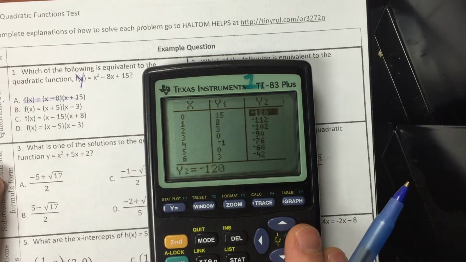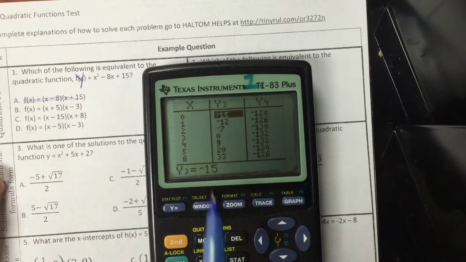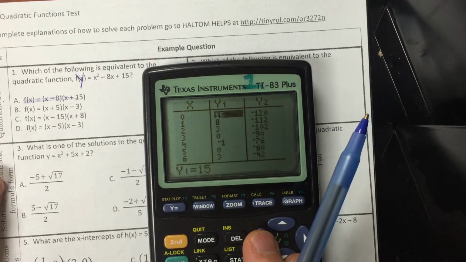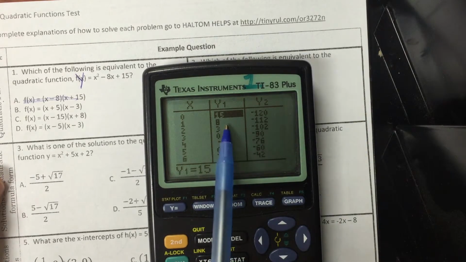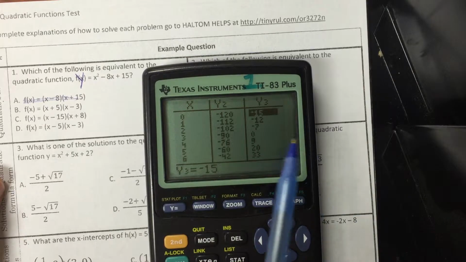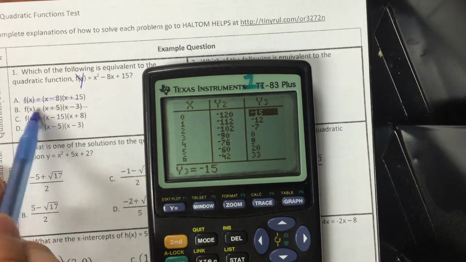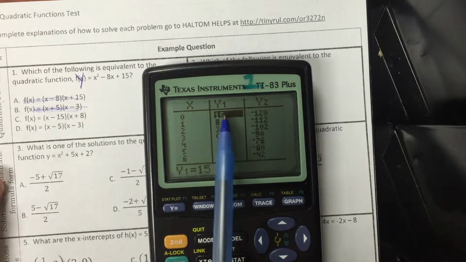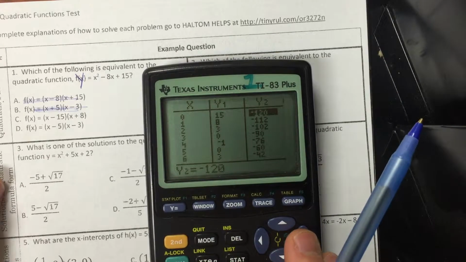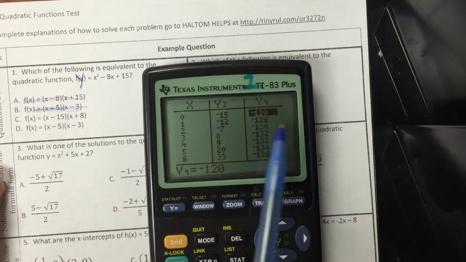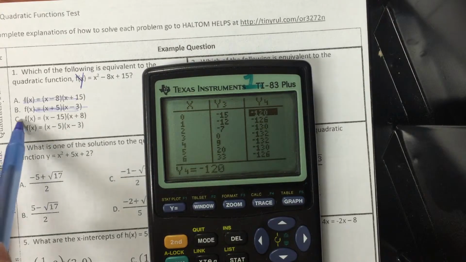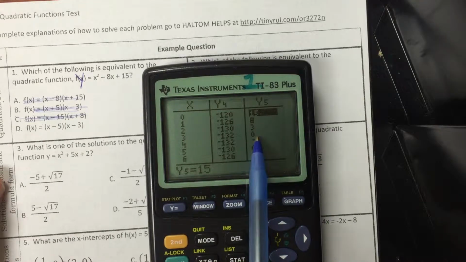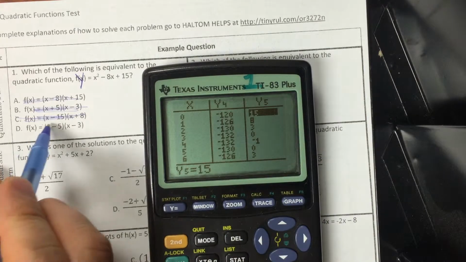Okay, let's look at another one. Y3 has negative 15, and I have to compare it with Y1. Y1 has positive 15 and positive 8. Y3 has negative 15, negative 12. Not working for me. Remember, we're always comparing it to Y1. Y1 has 15, 8, 3, and 0. Keep that in mind. Y4, not working for me. That's C. Y5, 15, 8, 3, and 0. There you go. So it's choice D.